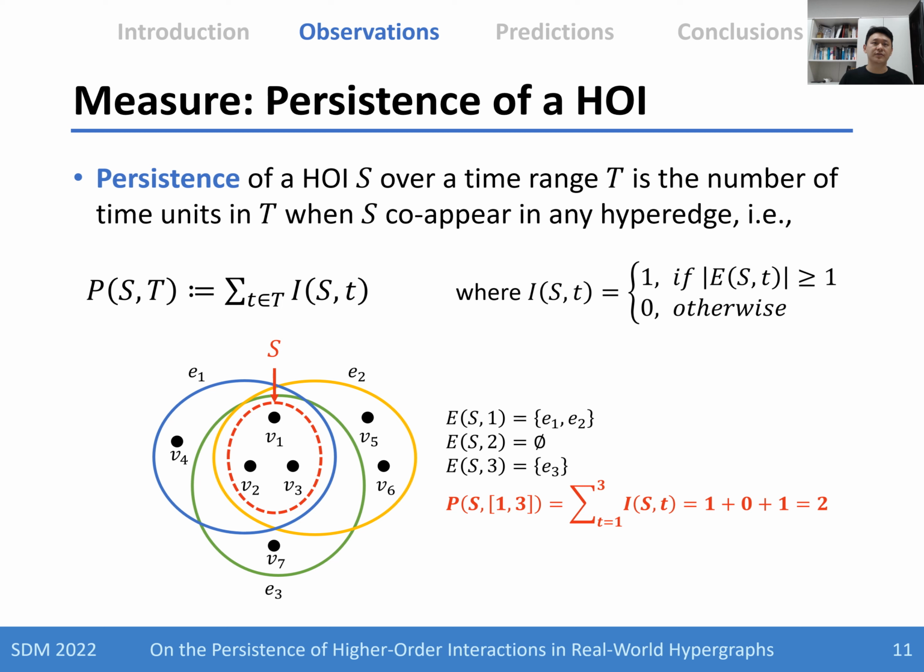I_{S,t} equals 1 if S is included in any hyperedge at time t. For example, the persistence of S over the interval from 1 to 3 is the sum of I_{S,t} over t from 1 to 3, so the persistence is 2.